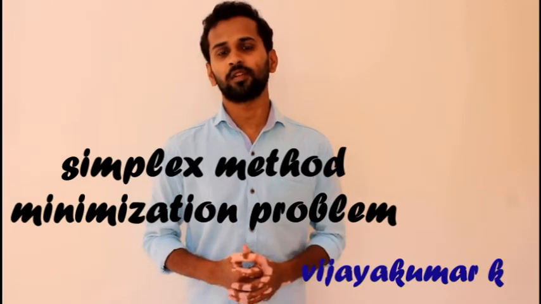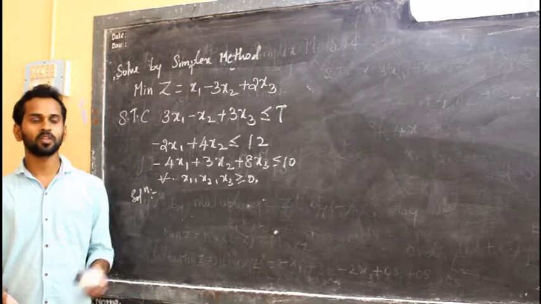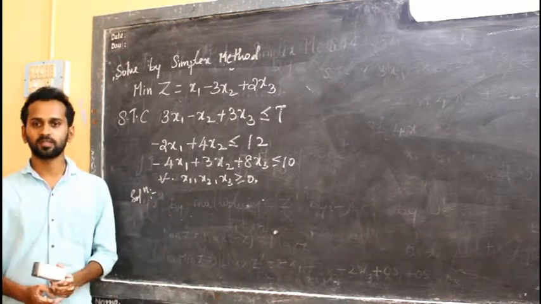Hello everyone. In this particular video, we will be discussing problems on the simplex method. In this lecture, I will be explaining how to solve the given LPP problem in 3 variables by the simplex method, particularly under minimization. We solve this problem by converting minimization to maximization. Let us convert minimization to maximization first.